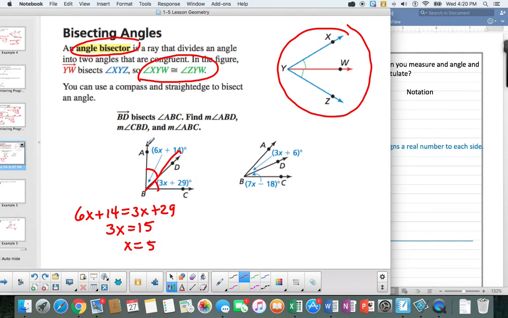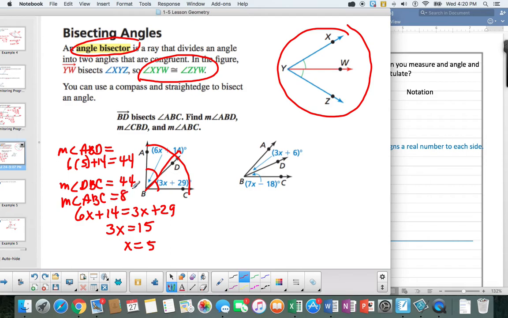Now it's asking me to find this angle, ABD. So I'm going to take the measure of angle ABD, and it's going to be 6 times 5 plus 14, which is 44. Now I know the other angle, DBC, also has to be 44, because remember they're equal to each other. And so therefore the big angle, measure of angle ABC, must be equal to 88.